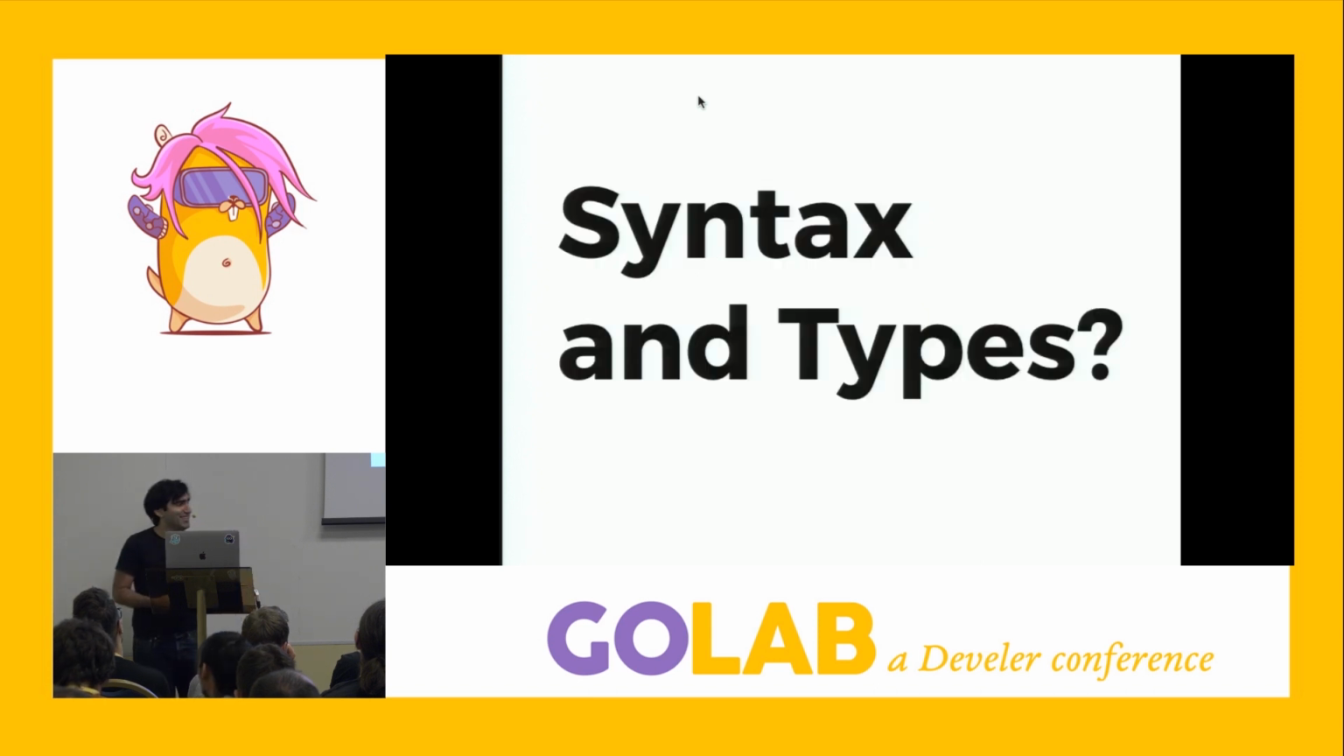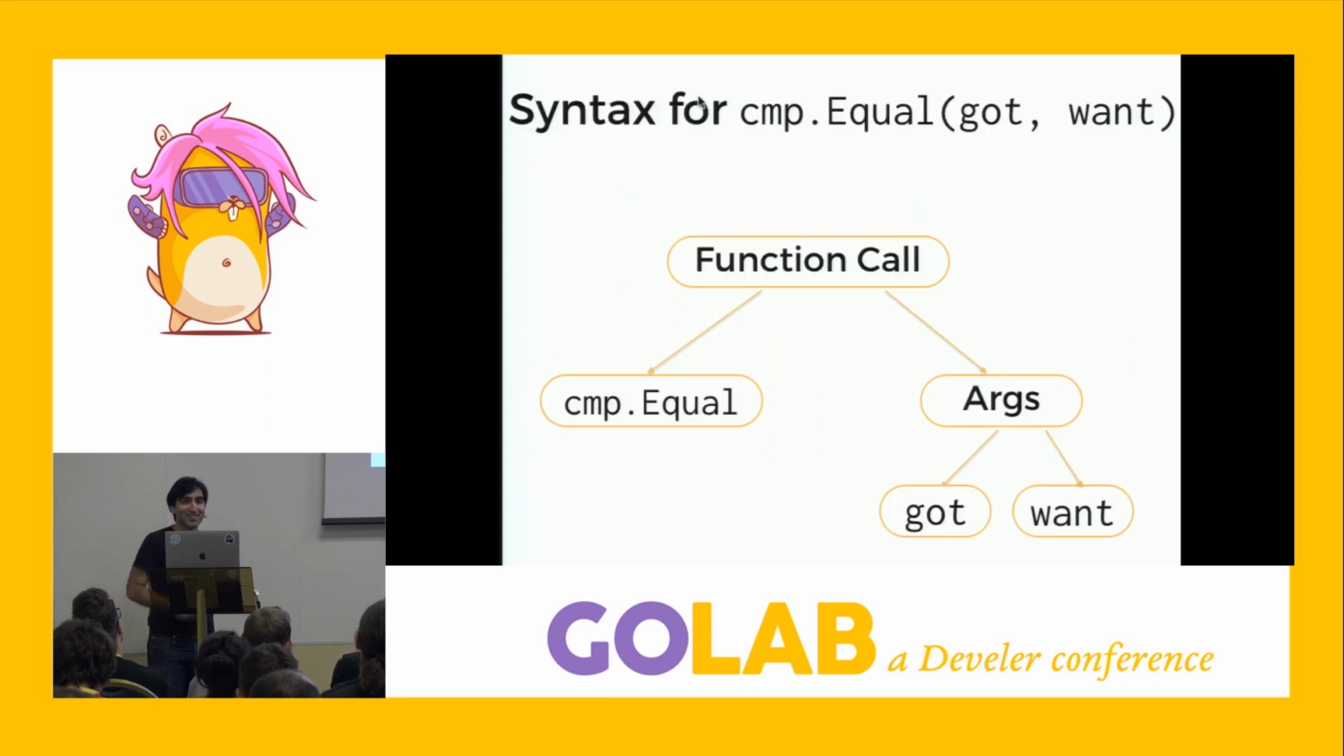So what are syntax and types? Let me show you with a diagram. We have this code, cmp.Equal(got, want). That's just a string. And the syntax is a structural representation. Now all these yellow bubbles are structs that we can look at and examine and then try to figure out what's going on, so we don't have to parse the code ourselves.